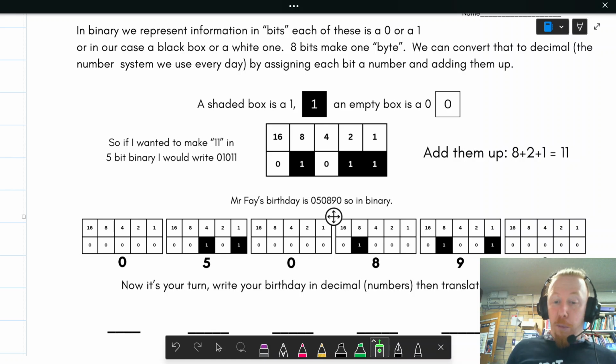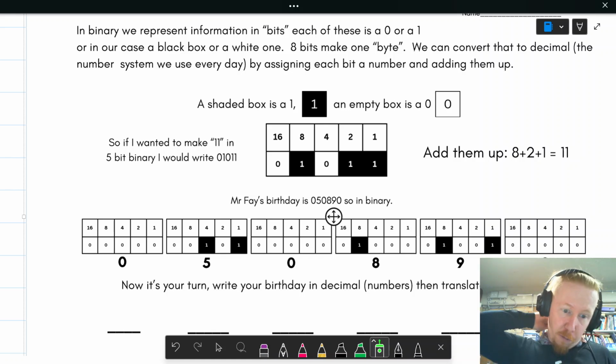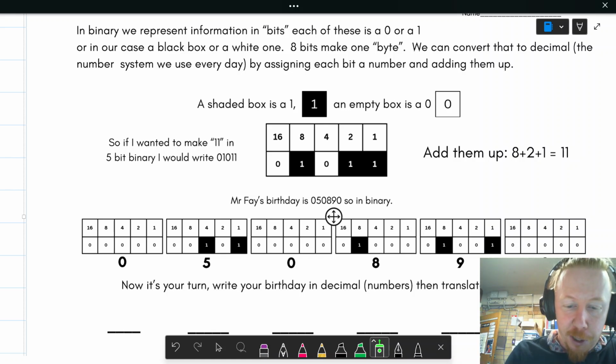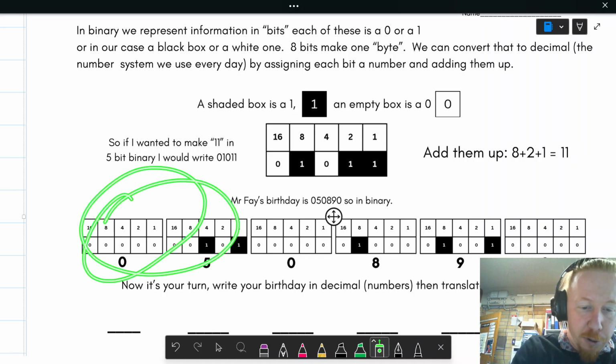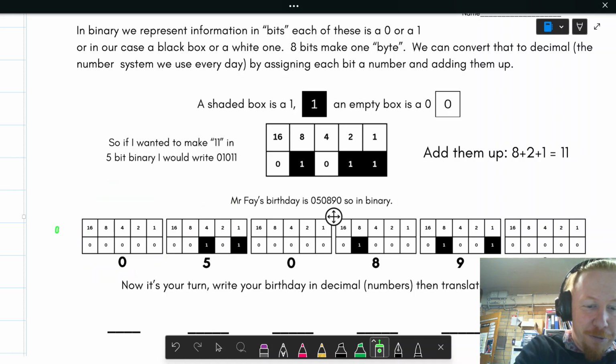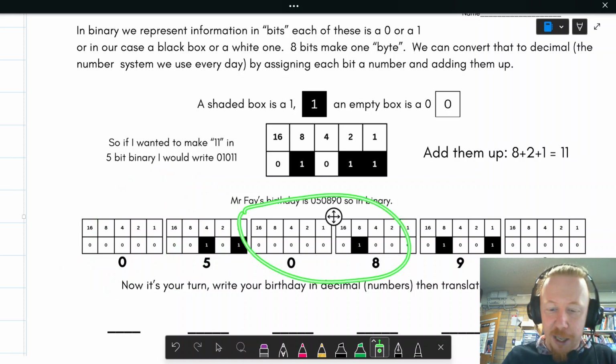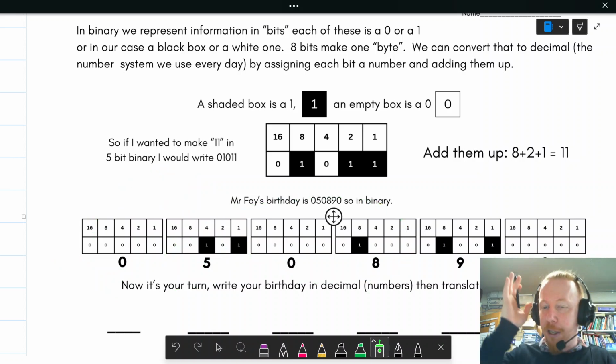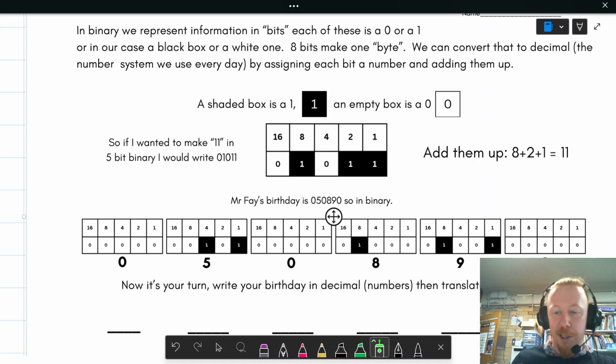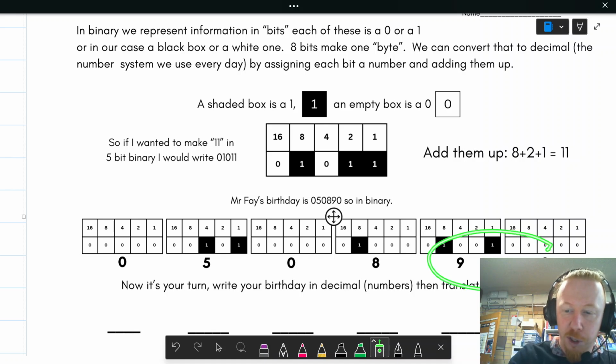All right. So what we're going to do is we are going to write our birthdays. So Mr. Fay's birthday is the 5th of August. I'll just do that one more time. The 5th of August, 05, 08. And I'm in 1990. I've chosen to cut the 19 off because otherwise this gets a bit too much. So we've just got 90 down here.